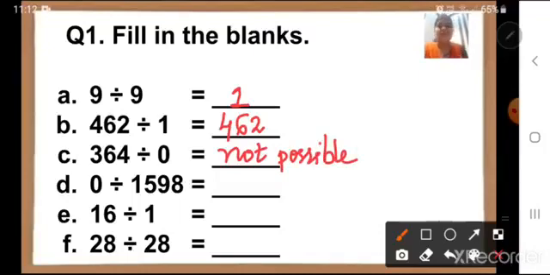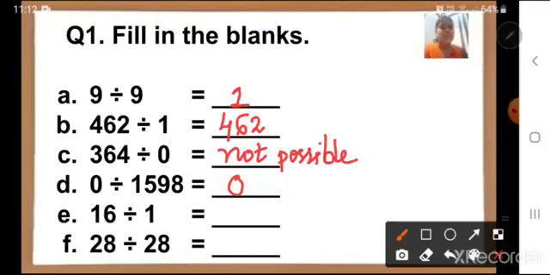Okay children, then the next one is 0 divided by 1598 is equal to dash. Now this is your third property. 0 when divided by a number gives the quotient as 0. Okay, so 0 divided by 1598 is equal to 0.